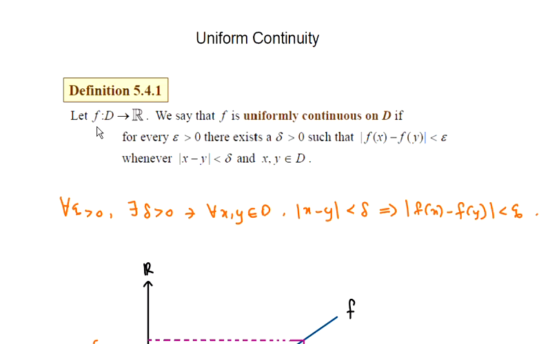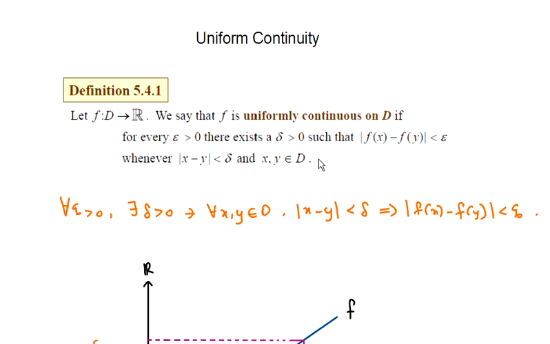Alright, so now we look at the formal definition of uniform continuity. Let the function f map from domain D onto the real numbers R. We say that f is uniformly continuous on D if for every epsilon greater than 0, there exists a delta greater than 0 such that |fx minus fy| is less than epsilon whenever |x minus y| is less than delta and x, y are elements of domain D. So you need to remember this definition.